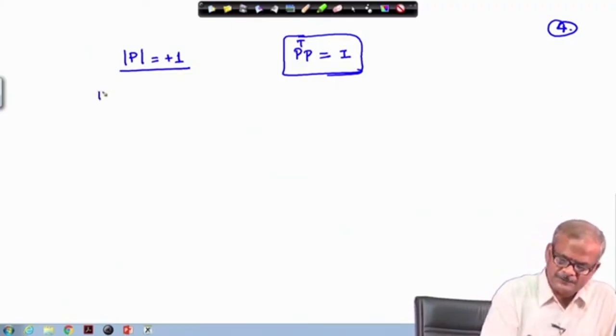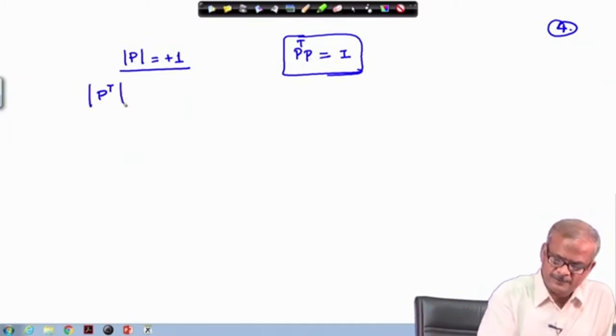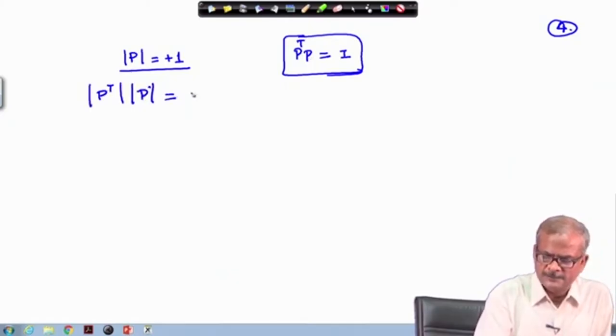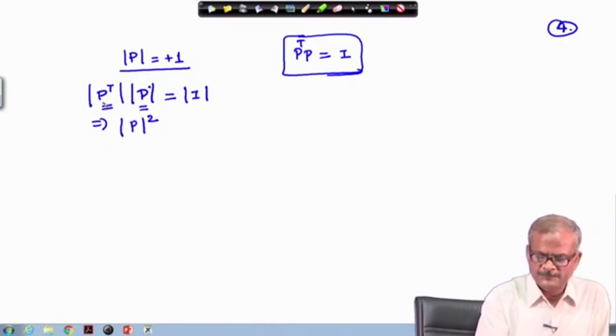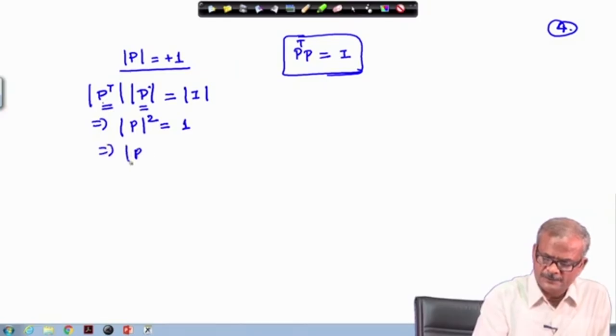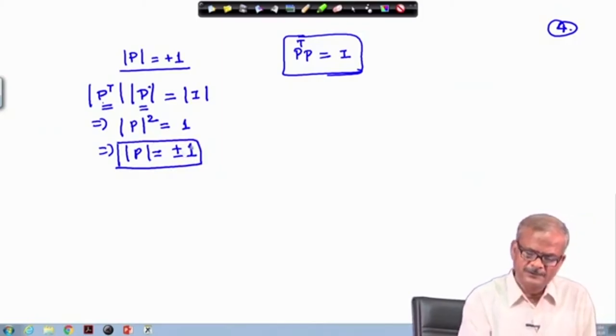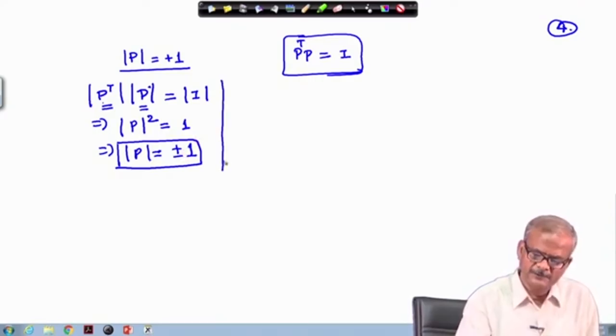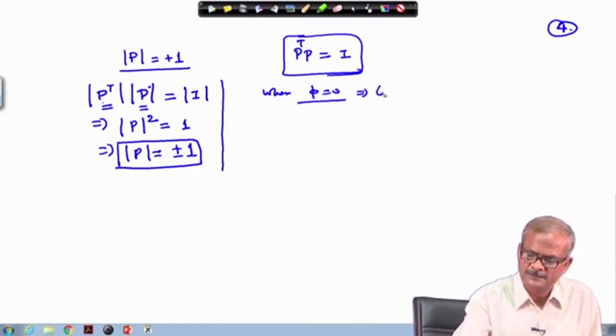So, we start with this P tilde transpose, and if we take the determinant of this, it will be the determinant of P tilde. The determinants are the same, because taking the transpose does not change the determinant, and on the right hand side we will have 1. So, this implies the determinant of P tilde equals plus or minus 1. Now, out of this plus and minus, we need to stick with plus 1. It will be clear when you look into the case when phi equals 0. So, this implies cos phi equals 1 and sin phi equals 0.